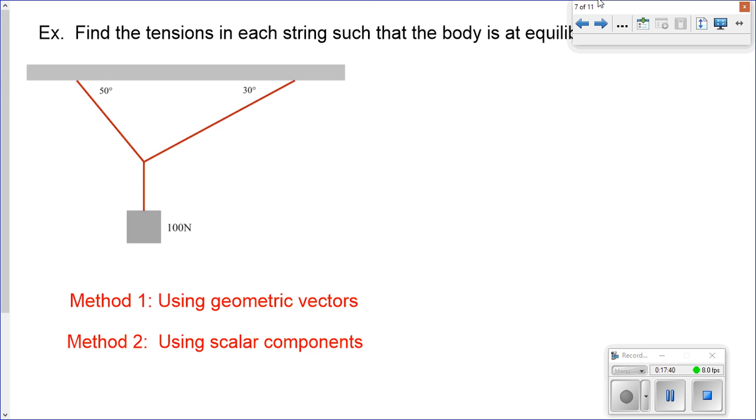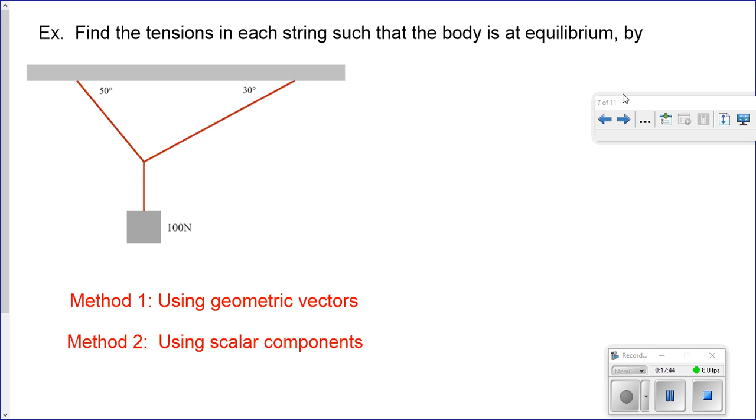Okay, this one's going to take a little bit of time here. I want to establish what we've got here. Find the tensions in each string such that the body is set at equilibrium. So it looks like this here. We've got maybe a 100 newton force by gravity that's being supported by these two tensions. And I want to show both examples here, showing it in geometric vectors and showing it in scalar components.